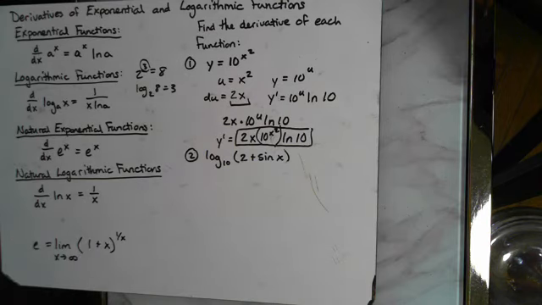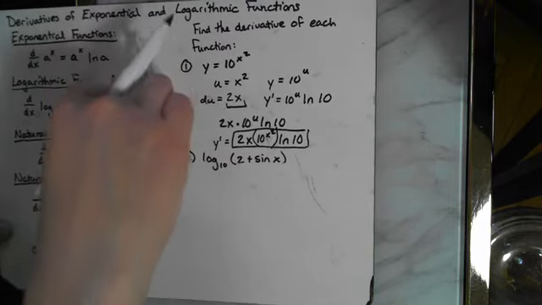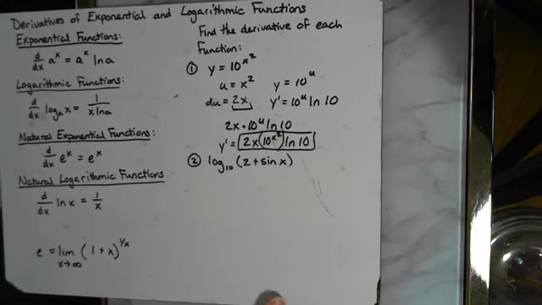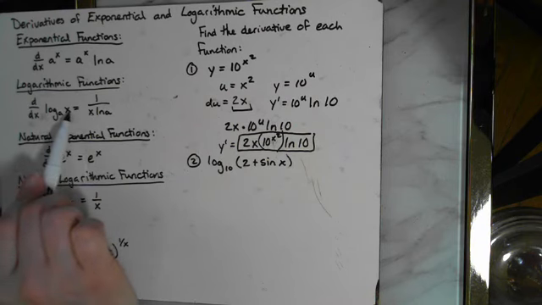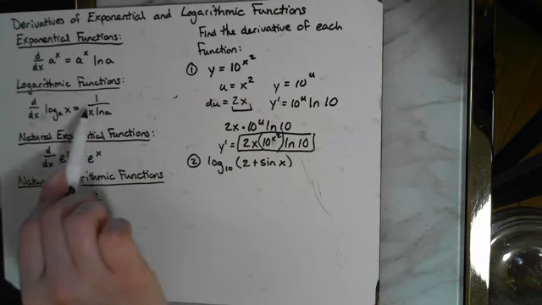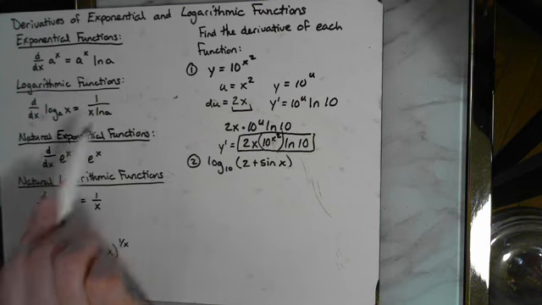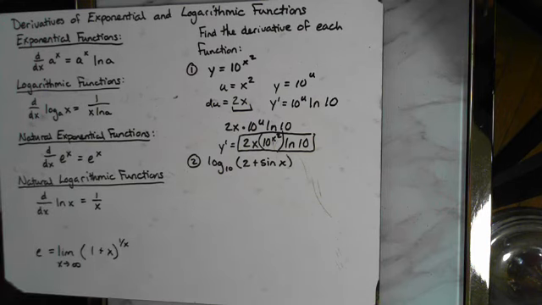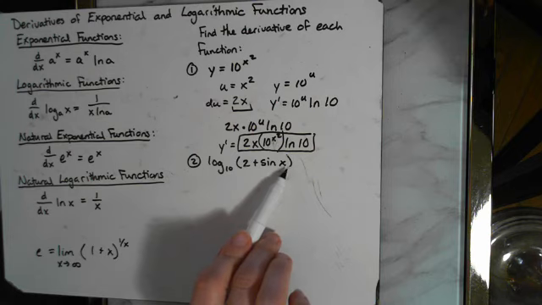Okay, so if we're given a logarithmic function, what we have is a base number. That's a constant. This a is a constant, and this is our variable here. So it's log base a of x is going to equal 1 over this x number times the natural log of the base number. Okay, so let's do an example to show you how that would work. I have log base 10 of 2 plus sine x, and I need to find its derivative.